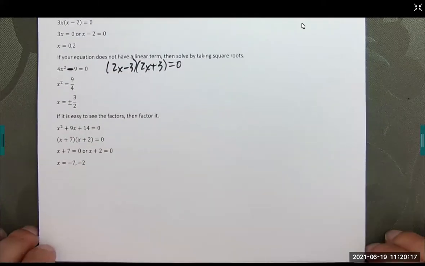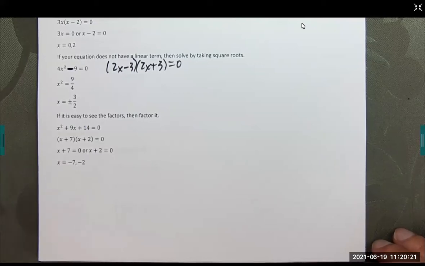Now, if it's easy to factor, then this is the way that I recommend. If you can see the factors, like just look at it and go, oh, 14 is 7 and 2, which gives me the 9, then factor it. If you have to do a whole lot of work to factor it, I would do the quadratic formula most likely. That's just me.